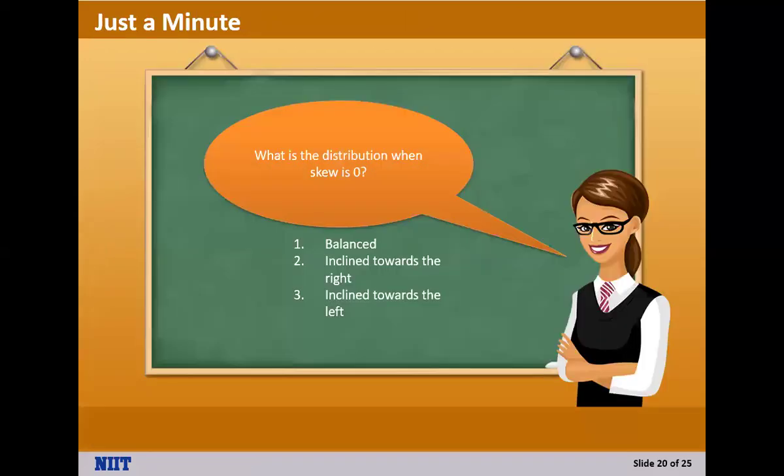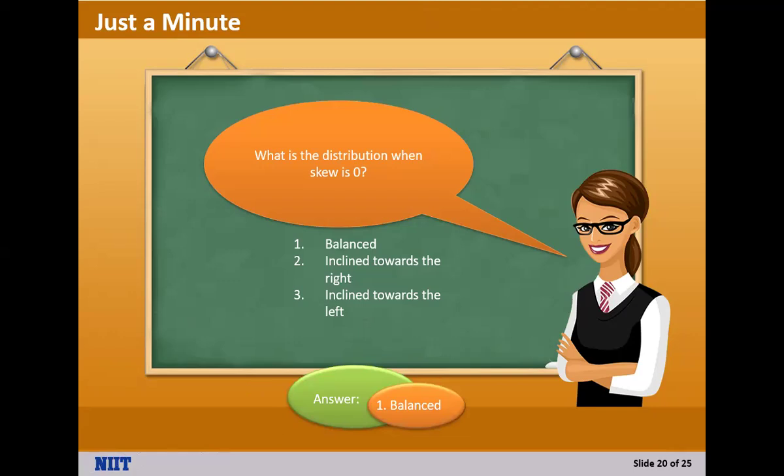And then the other one: what is the distribution when the skew is 0? Any answer to that? I'm thinking it's balanced. Okay, so when skewness is 0, the distribution at both the left and the right are the same. You are right, it's balanced. So when it's 0, it is balanced. So you are correct. So now let's go on.